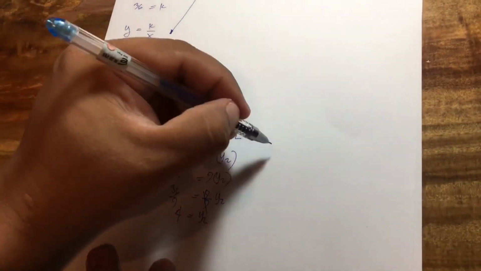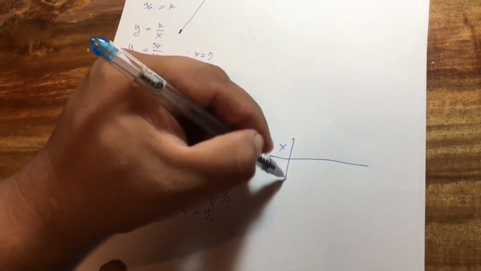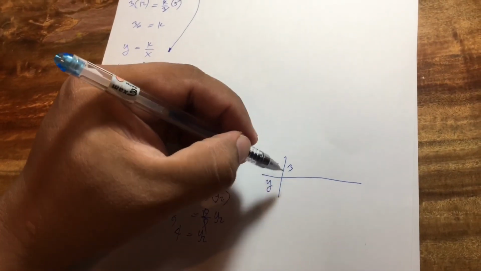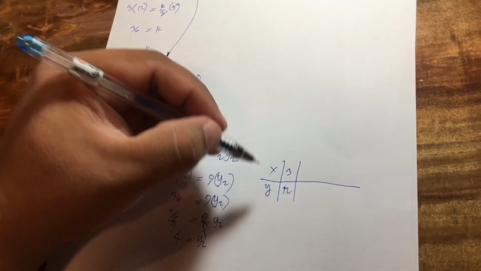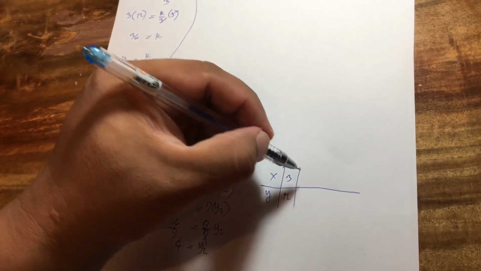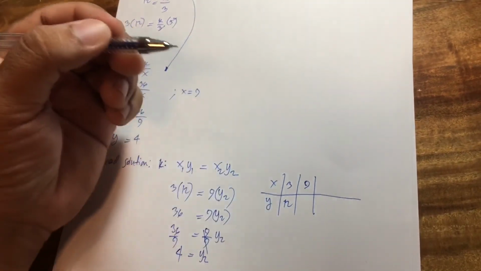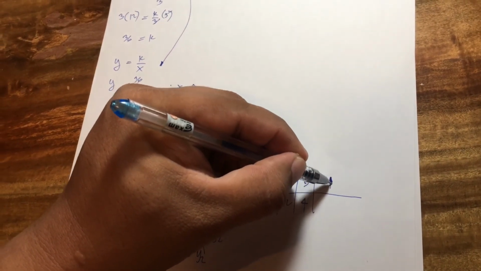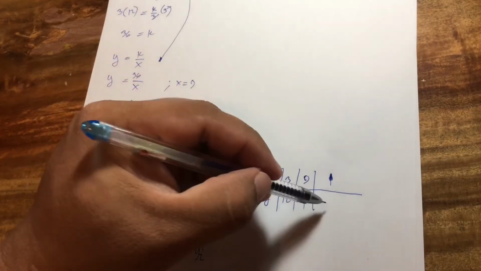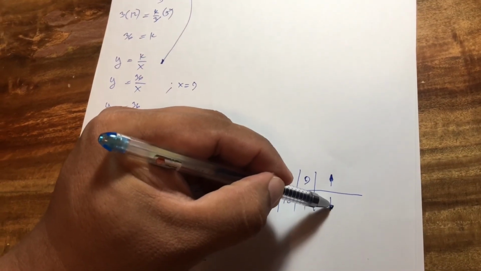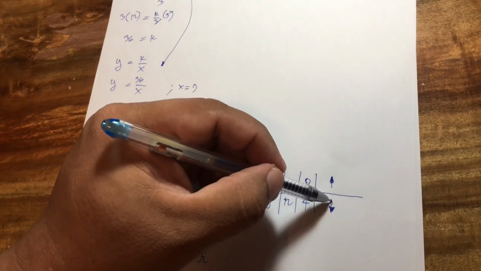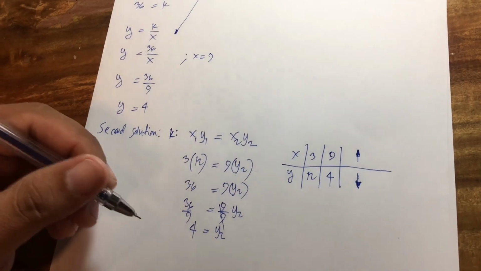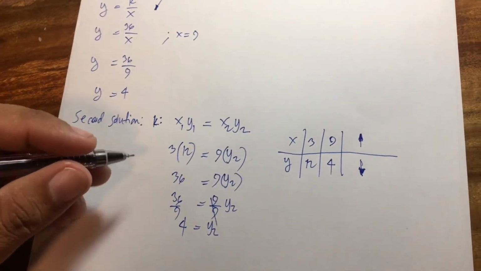So again, in our table, x is 3, then y equals 12. What is y when x equals 9? The answer is 4. So as our x increases, it produces y, so it decreases. 12, 4.